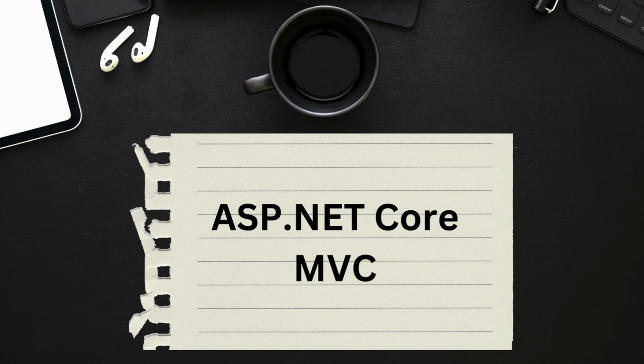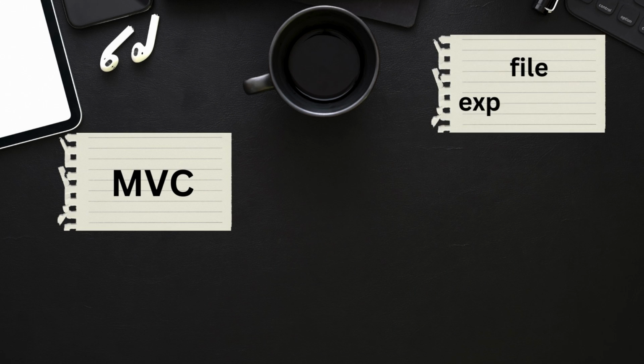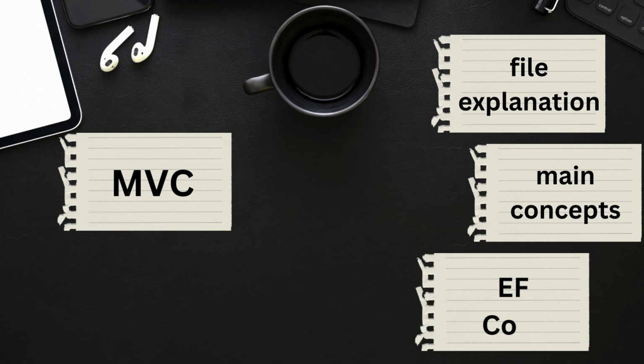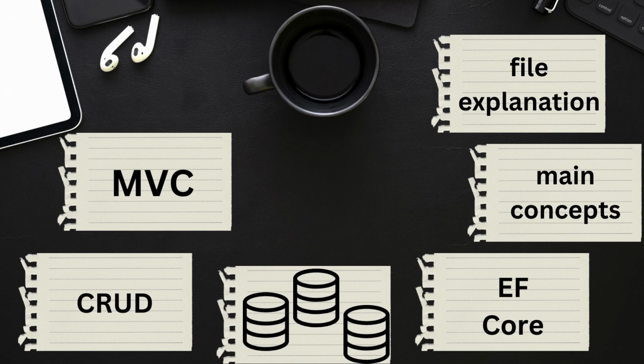If you want to learn ASP.NET Core MVC from the ground up, this course will take you there. We'll start by breaking down the entire MVC app structure, exploring every file, covering the main concepts you need to know, and then dive into working with databases using Entity Framework Core, from CRUD operations to complex database relationships. We will be using the latest .NET version, .NET 9, and it's going to be super simple.